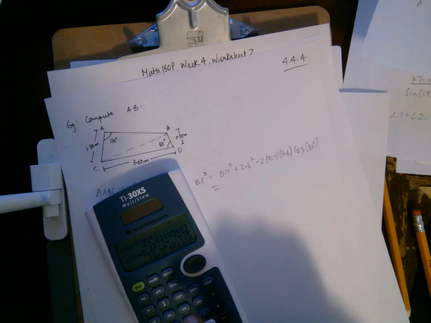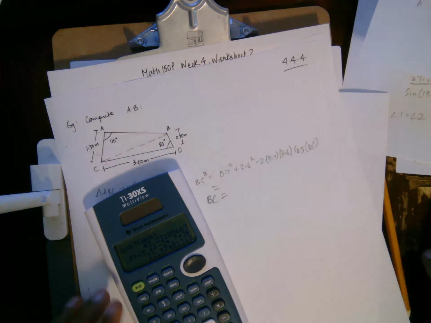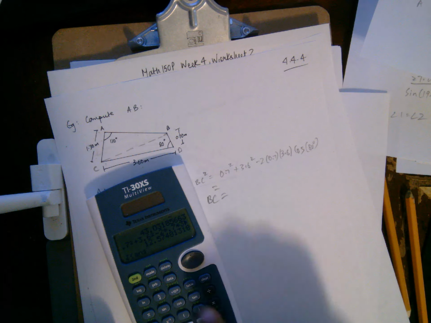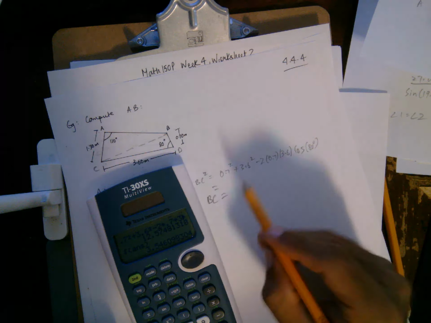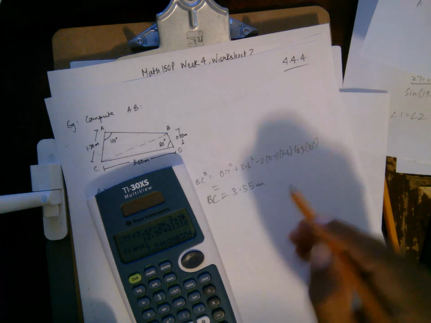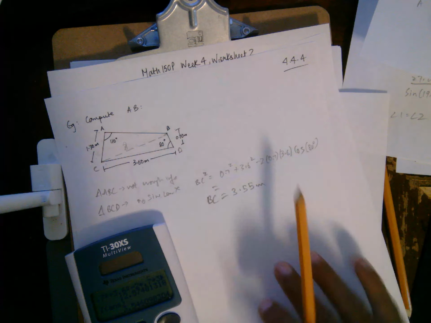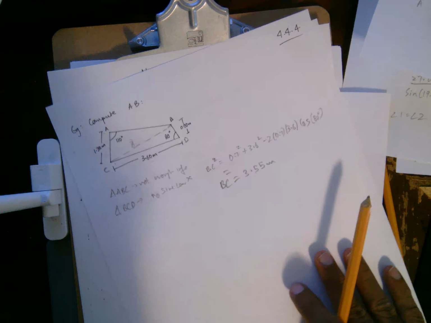Again, this is BC squared, right? So BC is second, giving me square root, second answer. Square root of answer. I need two decimal places, so 3.55 meters. Great. So I now have more information.